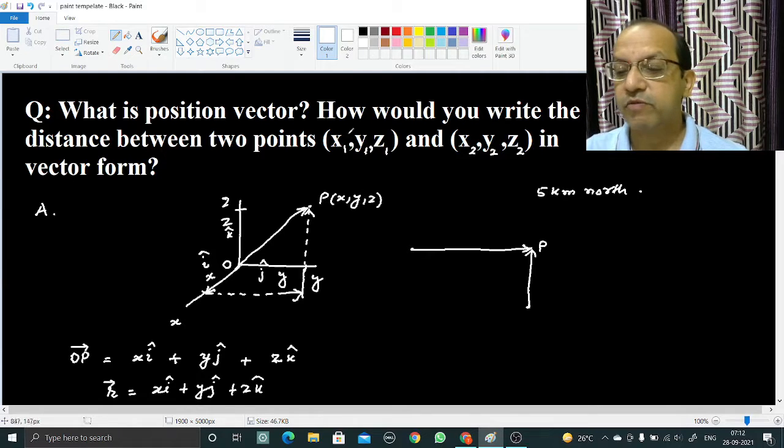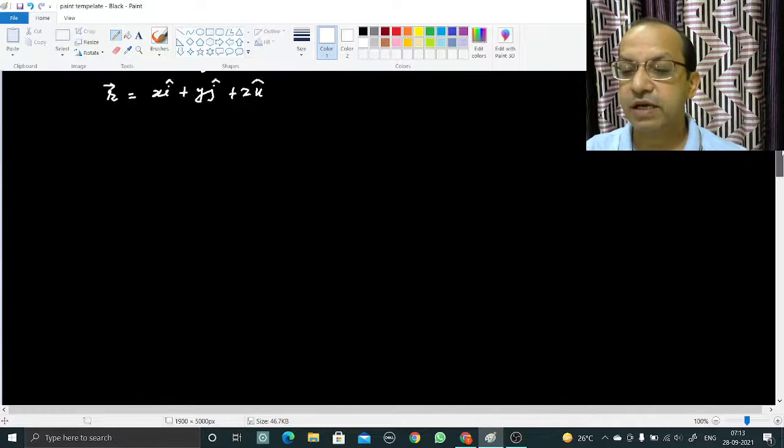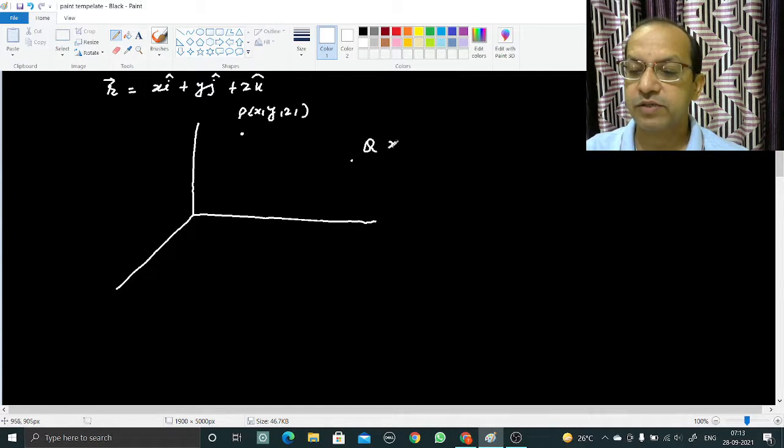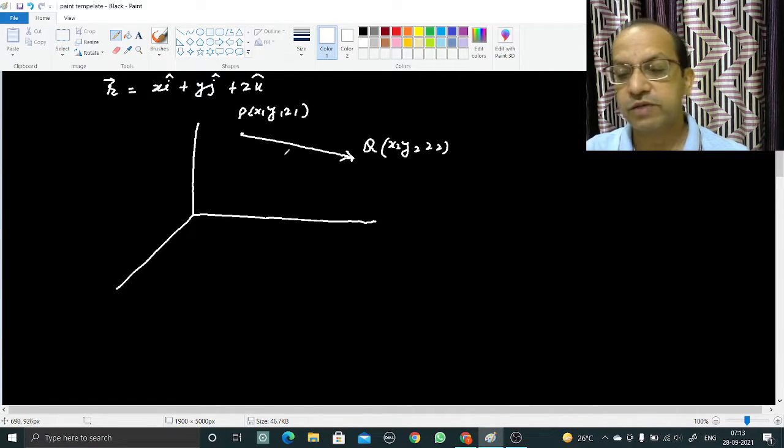Now if I move further, how would you write the distance between 2 points x1, y1, z1 and x2, y2, z2 in vector form? What does that mean? If I have 2 points, let us say this point P is x1, y1, z1, and this point Q is x2, y2, z2. So this line PQ can be drawn, and the vector is this one, the PQ vector. In other words, we have to find the position vector of Q with respect to P.